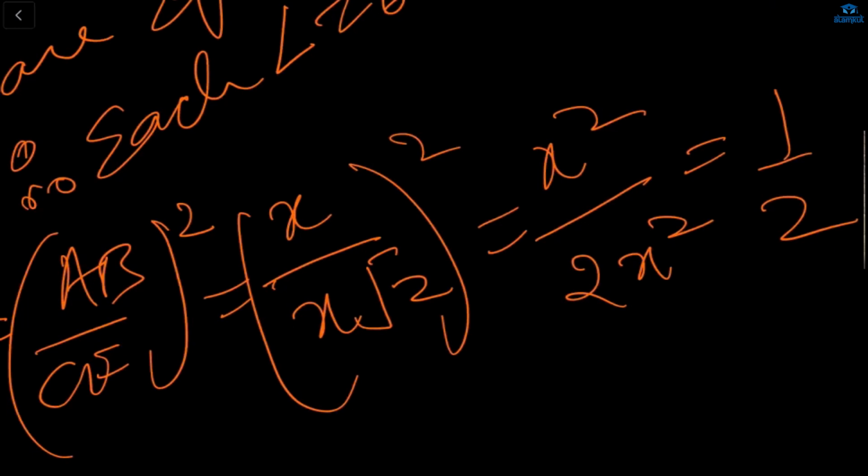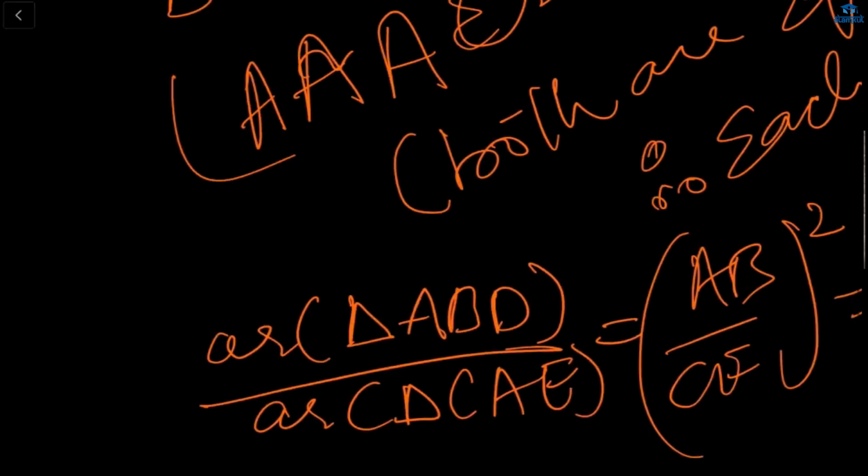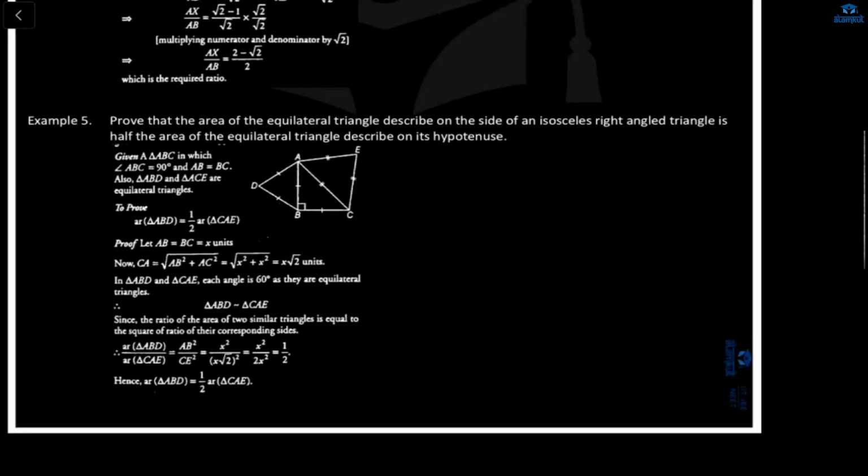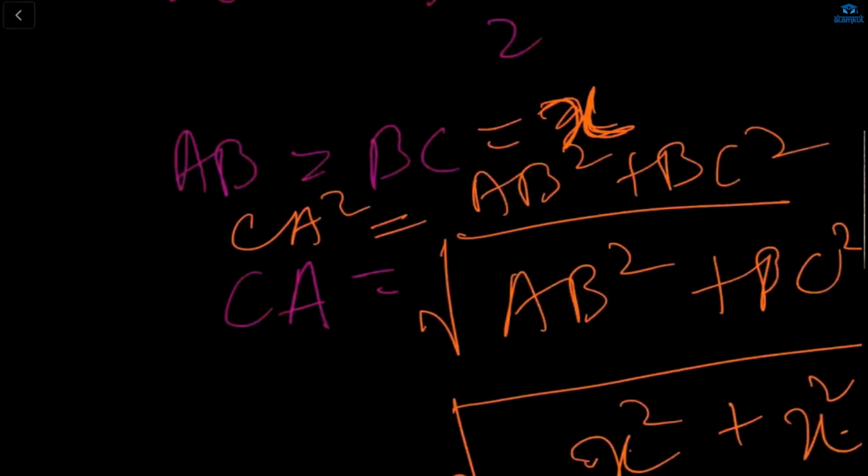Understood? It was asking you the ratio only. Prove that the area of the equilateral triangle described on the side of an isosceles right angle triangle is half the area of the equilateral triangle. Okay, it asks you to prove that it is half the area of the equilateral triangle. So everybody got this question?